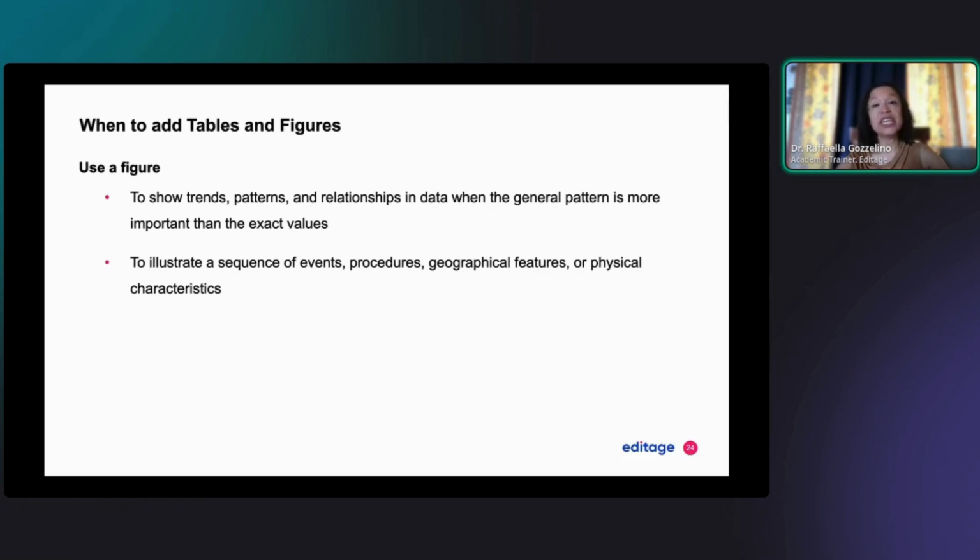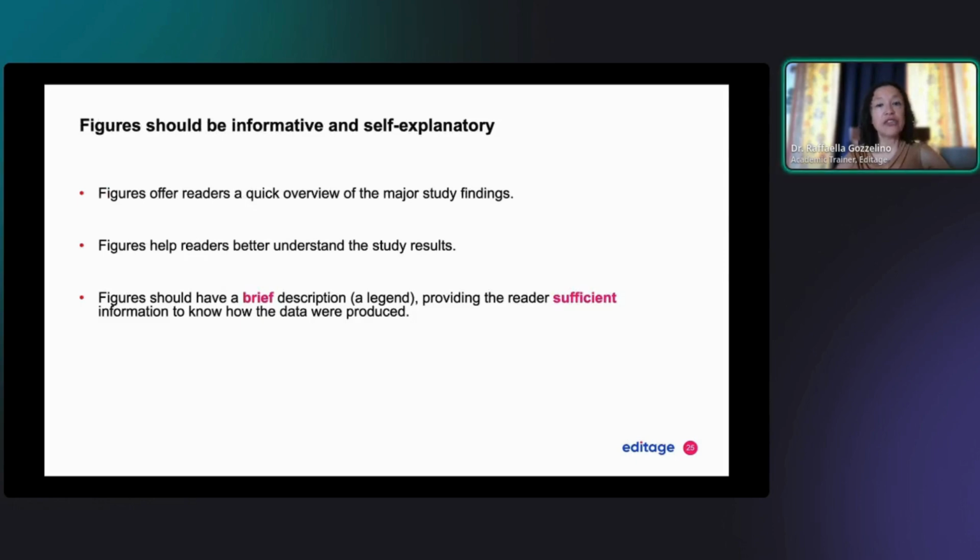If you want to show an increase, for instance, right? Then you can use a figure reporting graphs such as histograms or others, or to illustrate a sequence of events, procedures, geographical features, or physical characteristics. So the figures, remember, need to be informative and self-explanatory. Figures offer readers a quick overview of the major study findings.